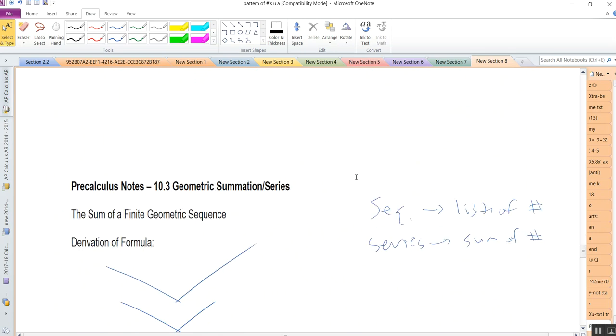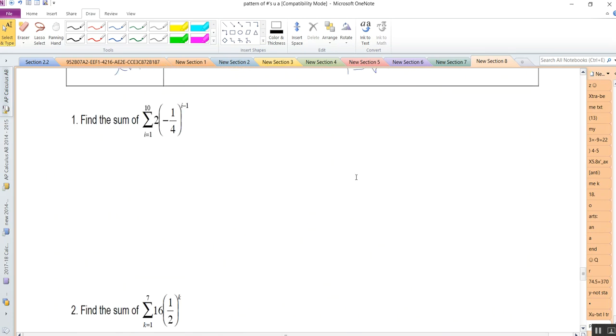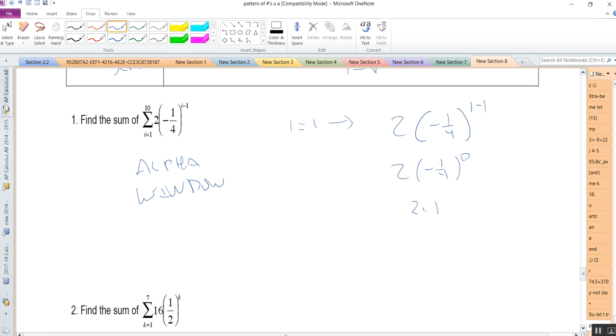So anyway, you can use a calculator again. Now you know where this is located. Remember the alpha window. But what you could do is if you start by putting i equals 1 into the formula, you'd have this. Which of course is 2 times r to the 0 power, which is 1, so 2 is your first term. So all you really need to do is know what your first term is. And hopefully you can see that the ratio is negative 1/4, because if you were to do i equals 2, here's what's going to happen.